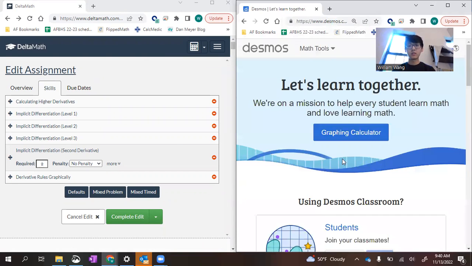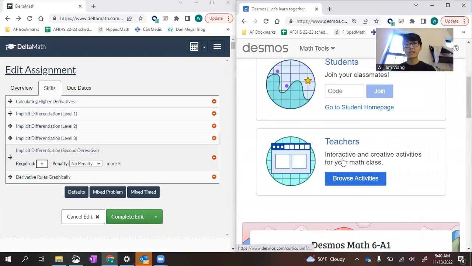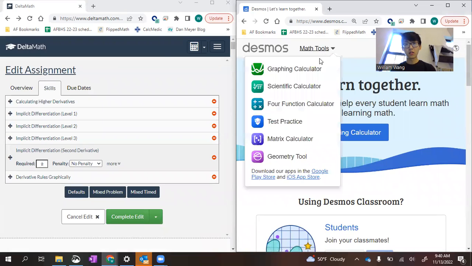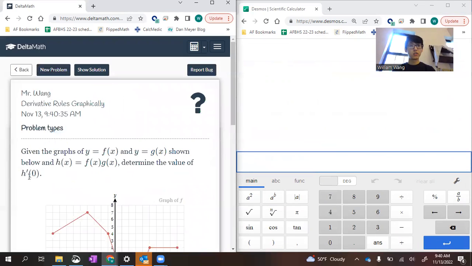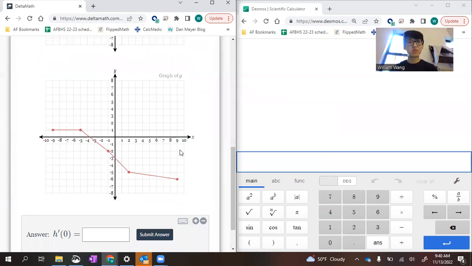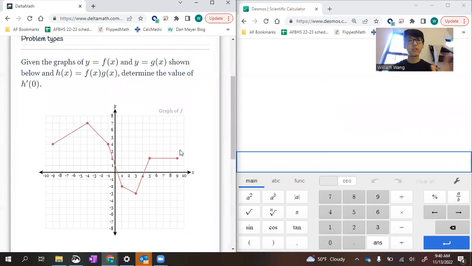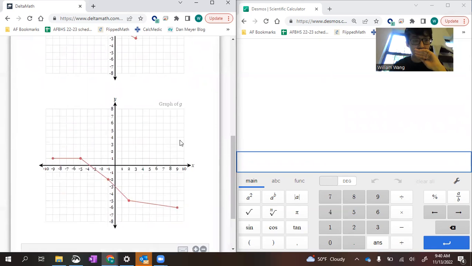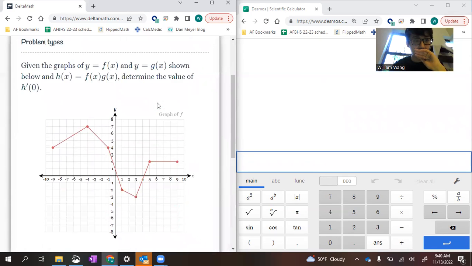Let's refresh this and do our last activity, which is derivative rules graphically. Now, I think if you know how to do these, you can figure out how to do it pretty well. So given the graphs of f of x and g of x, so this is the graph of f, down here is the graph of g, right? Below, and h of x is equal to f of x times g of x, determine the value of h prime of 0. So first, I need to find h prime. I need to find the derivative, right?